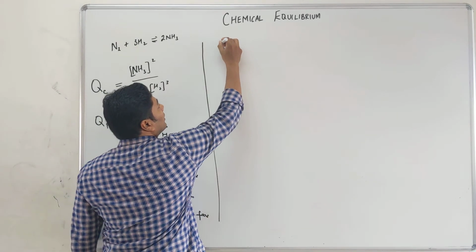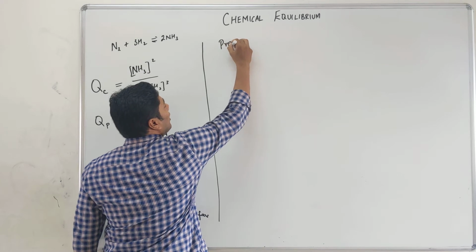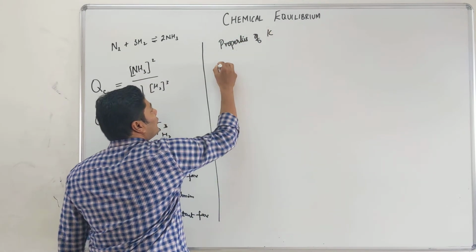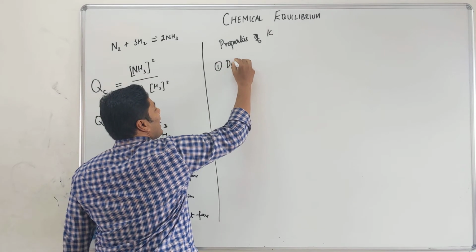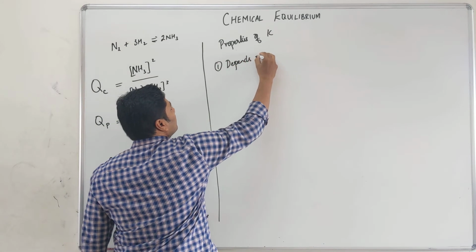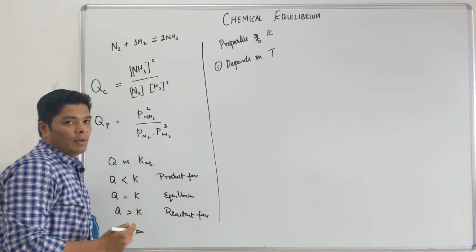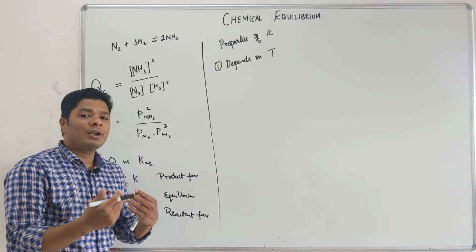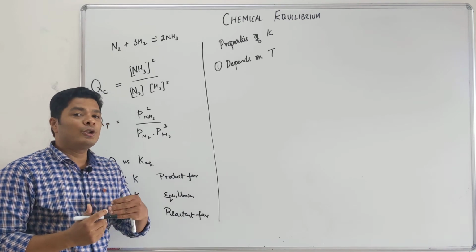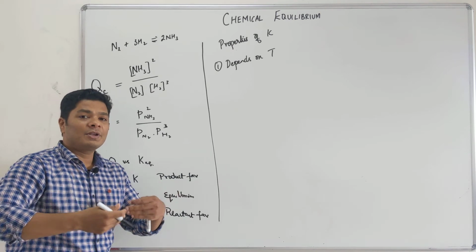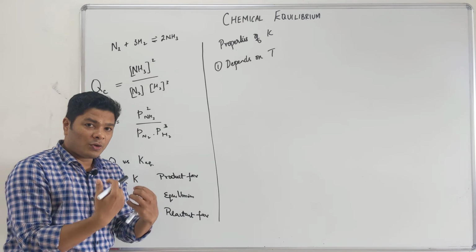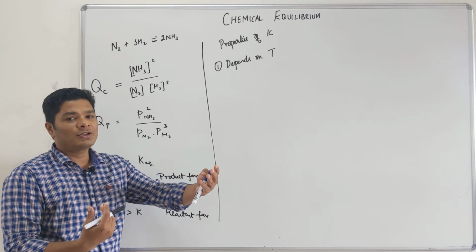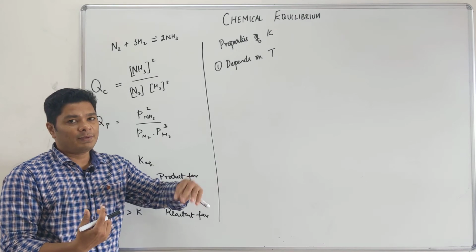Now one other thing we want to look at is properties of K. What all do we know? First thing I have been saying, it depends on temperature. What happens to K when temperature increases depends on whether it is endothermic or exothermic. If it's an endothermic reaction, it wants to absorb heat. When temperature is increased, it is going to love it, so K value will go up. Exothermic, temperature increase, K value will go down.